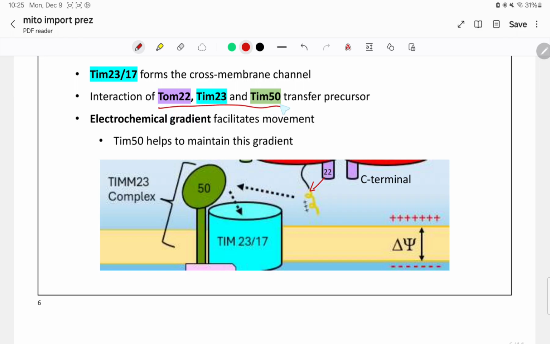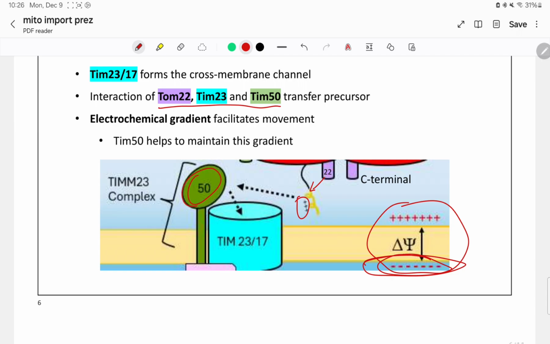So these three guys will work together to move that precursor protein from the TOM complex to the TIM complex, okay? This process is facilitated by the electrochemical gradient across the inner membrane. So how is that the case? Well, remember, the positively charged N-terminal mitochondrial targeting sequence will be electrophoretically pushed towards the negatively charged matrix, okay? So that's how this protein is going to be pushed here.